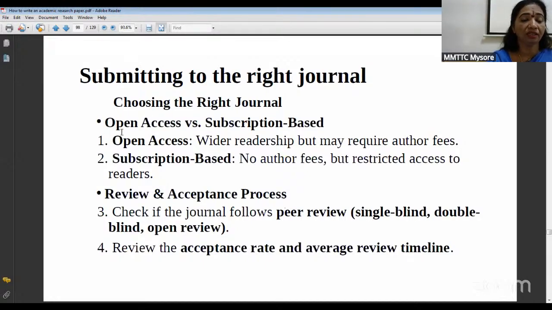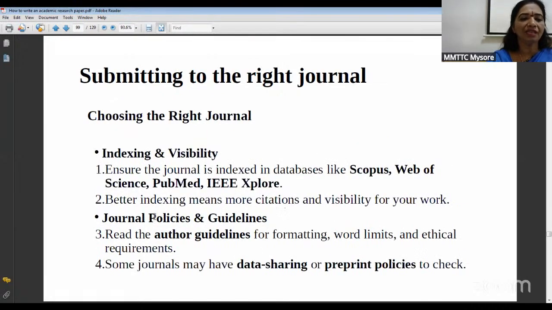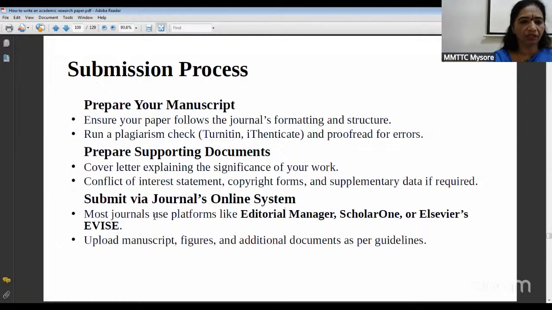I told you yesterday, open access and subscription based journals are there. If you go open access, you will get wider readership, but fees will be there. Subscription based has no author fees, but restricted access for readers. And then the review and acceptance process. You should also see the timeline of the particular journal. Some journals will take a few months, and they will just keep your paper and not reply to you at all. You just have to see everything before you submit.